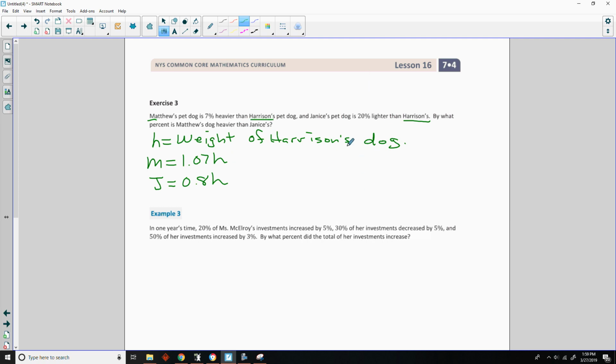So from that last example, you should be able to do this. If we let H equal 100%, or just H, then we want to know what percent Matthew's dog is heavier than Janice's. So we take 1.07H minus 0.80H, and we get 0.27H. So then I take that 0.27.